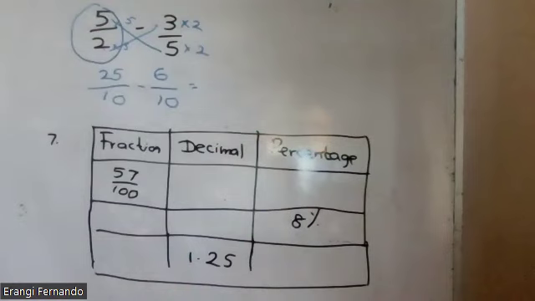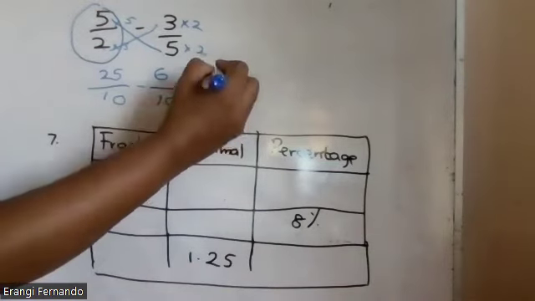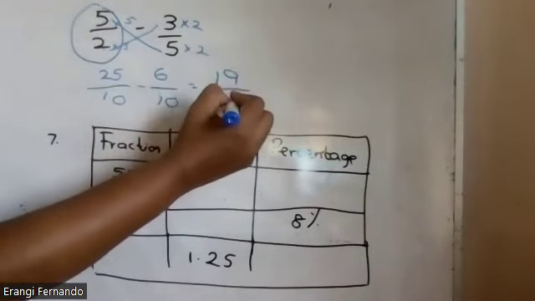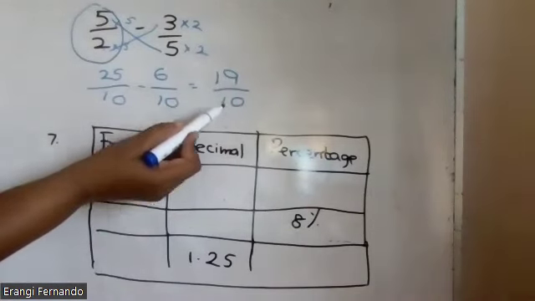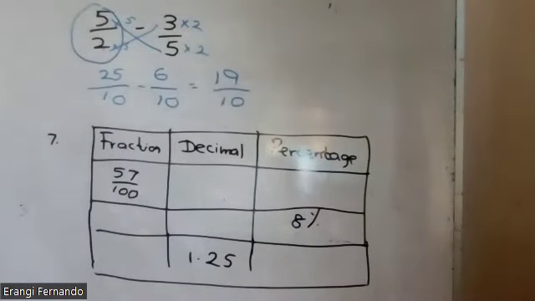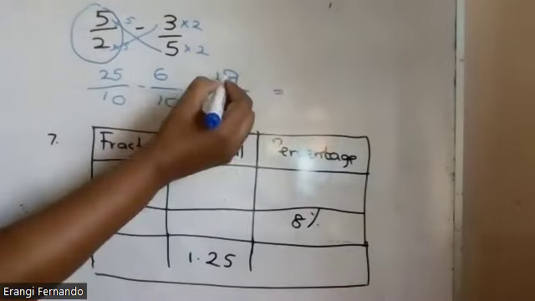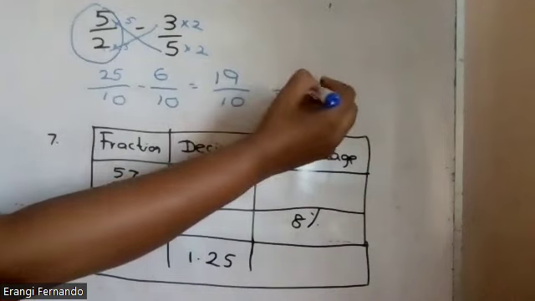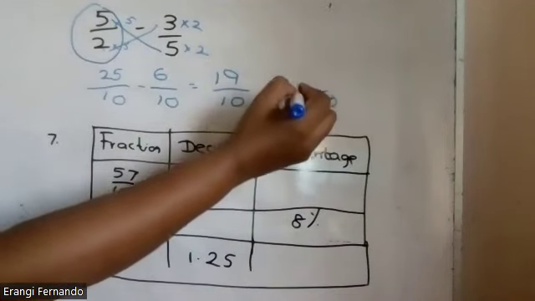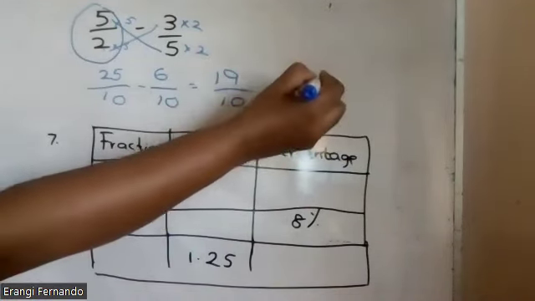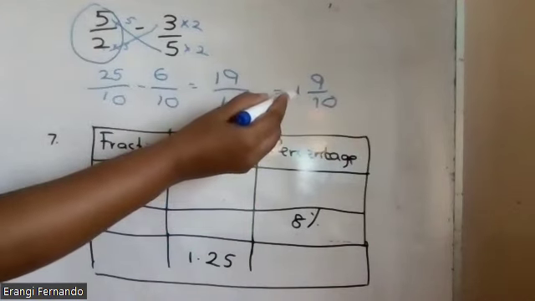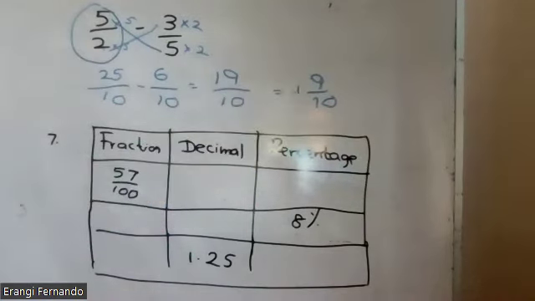Now you can subtract, the denominators are the same. So 25, when you subtract 6, it's 19. 19 over 10. Here 19 over 10 is an improper fraction. You have to keep the answer as a mixed number. So for 19, there is a 1, 10. 10 times 1, 10, 9 remains. So the answer is 1, 9 over 10. Right.